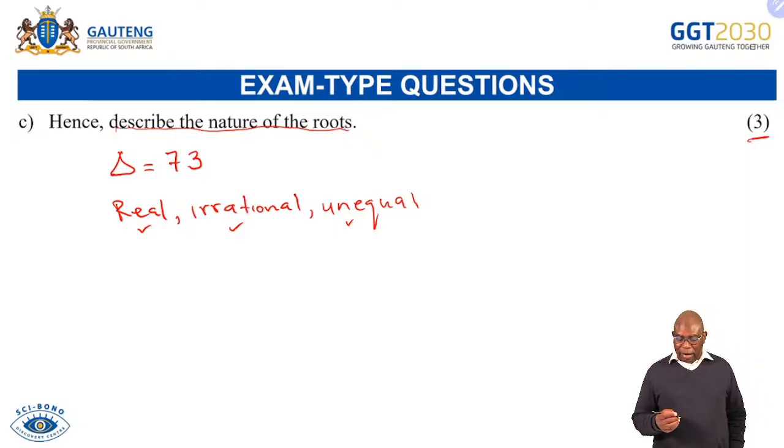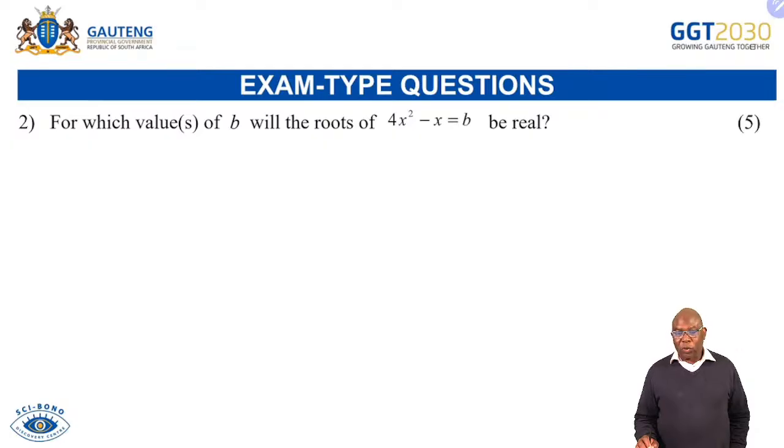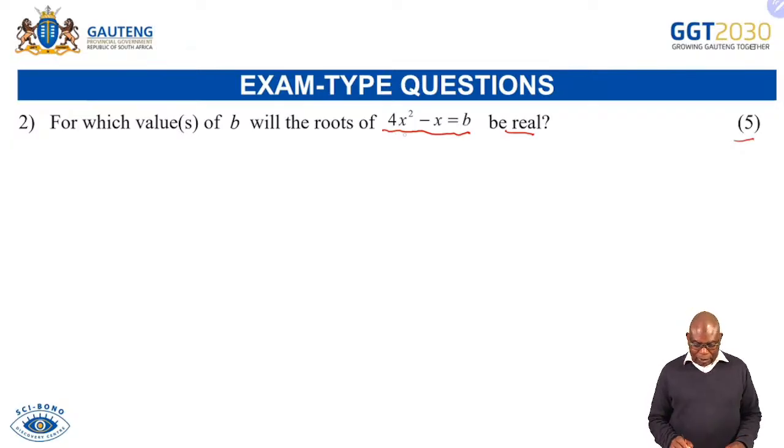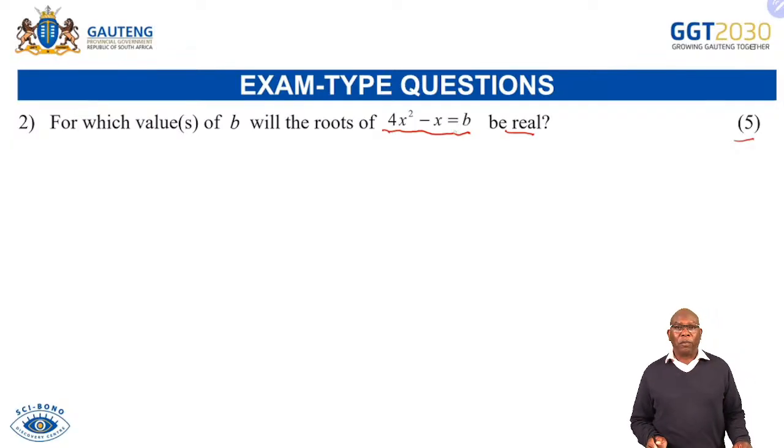Right. Now, let's move to the next question. The next question is basically the same as the one that we have done on the K. Here we now need to find the value of b, or the values of b, for which the roots will be real. First things first, we need to write this in standard form.